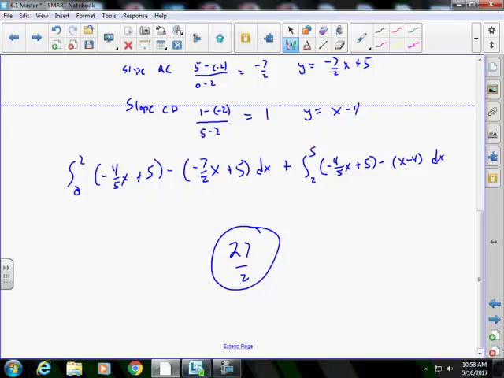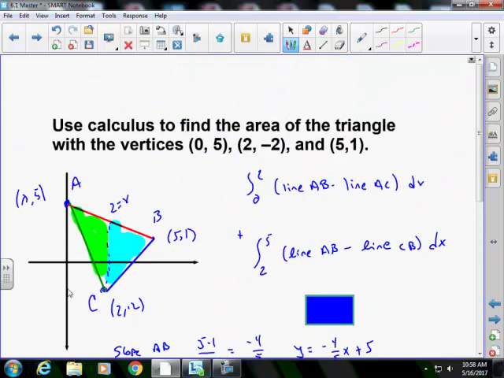The hard part was coming up with each one of the functions, understanding what it's asking me to do.